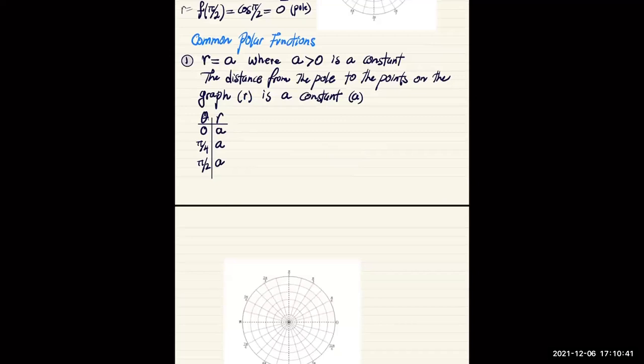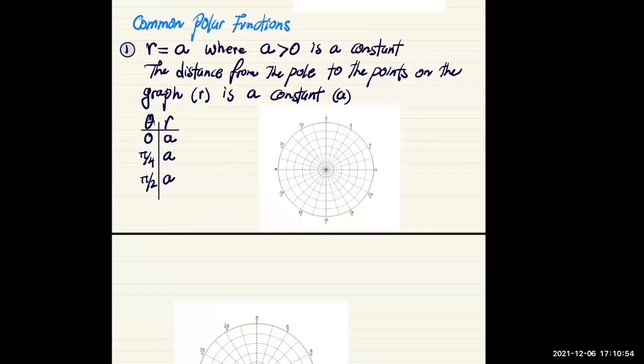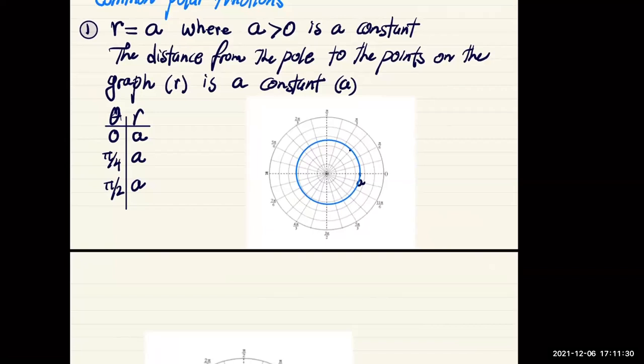Okay, so I'll just use the polar grid. So again, let's just say this is a. When theta is 0, go a units from the origin. When theta is pi over 4, go a units from the origin. So somewhere around here. When you do this for all angles, you're just going to end up with a circle. Again, for that angle, go a units. For that angle, go a units. For pi over 2, go a units.